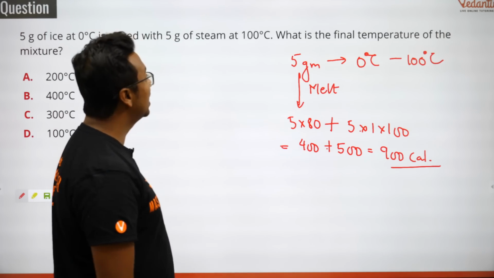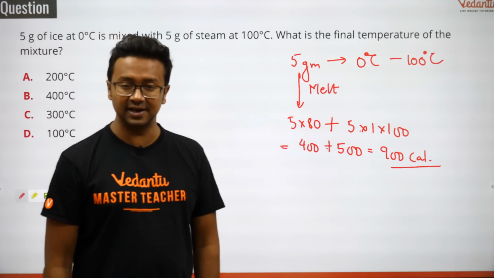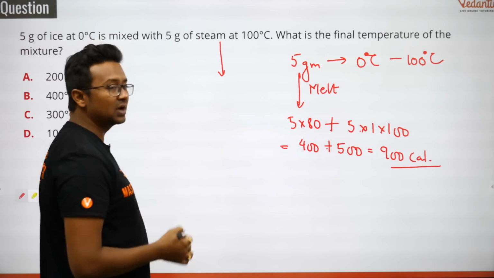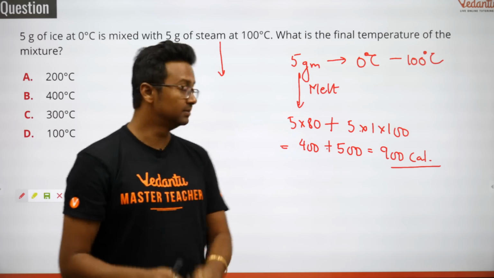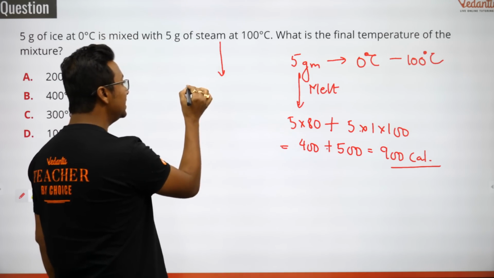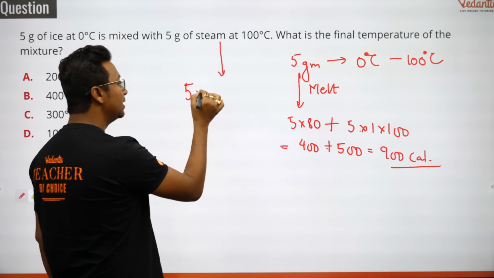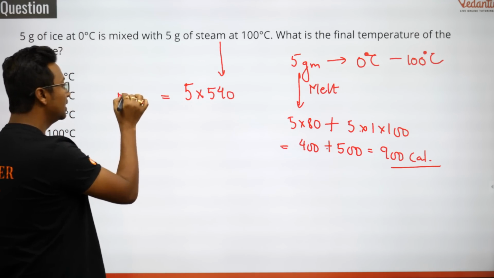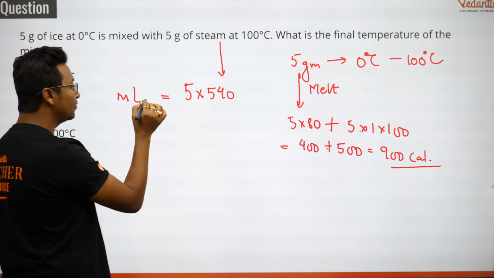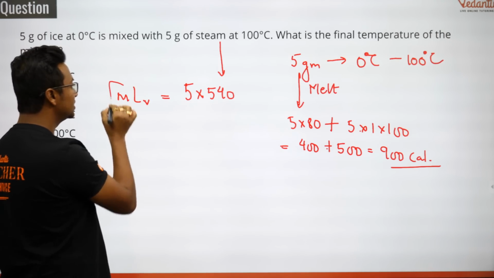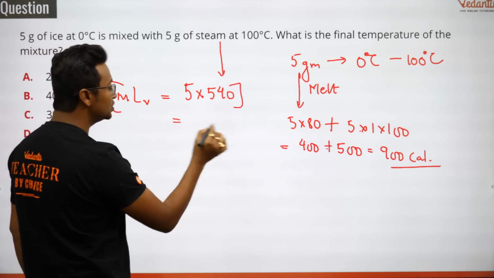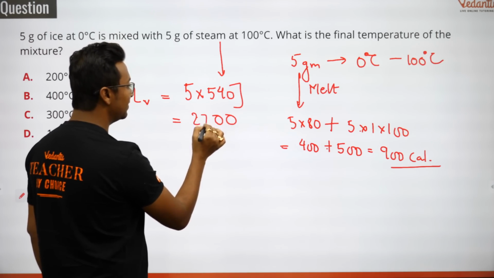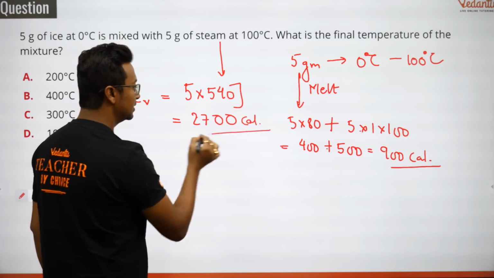Now, I have got 5 grams of steam at 100 degrees centigrade. If all this steam was to condense into water, then how much heat is it going to liberate? 5 into 540, which is nothing but m into latent heat of vaporization. Clear? Which comes to 5 4s are 20, 2700 calories.